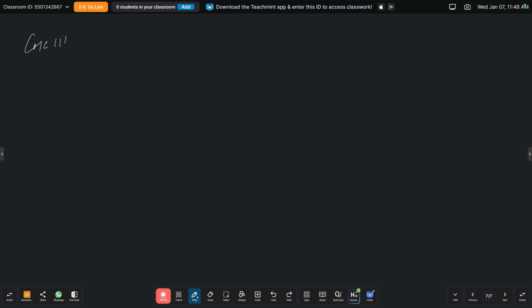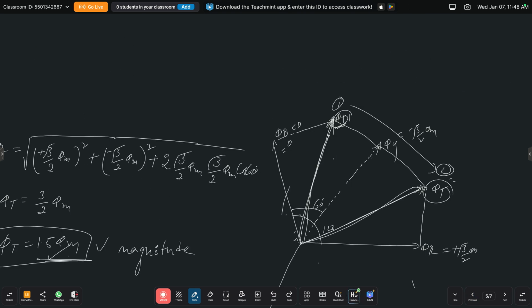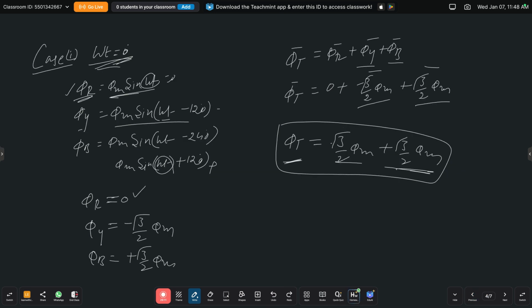Case 3: at omega t equal to 120 degrees. Substitute omega t equal to 120 degrees in the equations for Pi r, Pi y, Pi b.